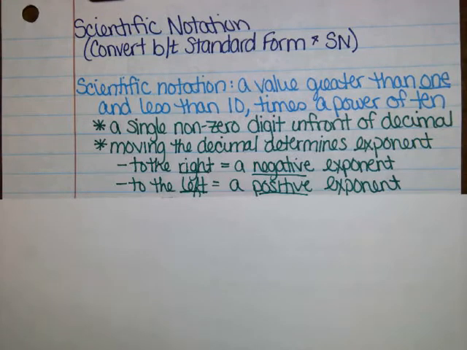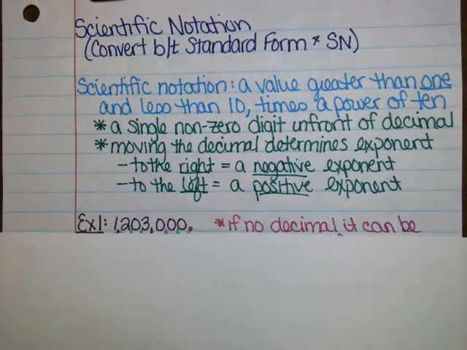Another way of looking at it is if your original value in standard form is less than 1, then you're going to have a negative exponent. If your standard form value is greater than 10, then you're going to have a positive exponent. So let's look at a few examples.